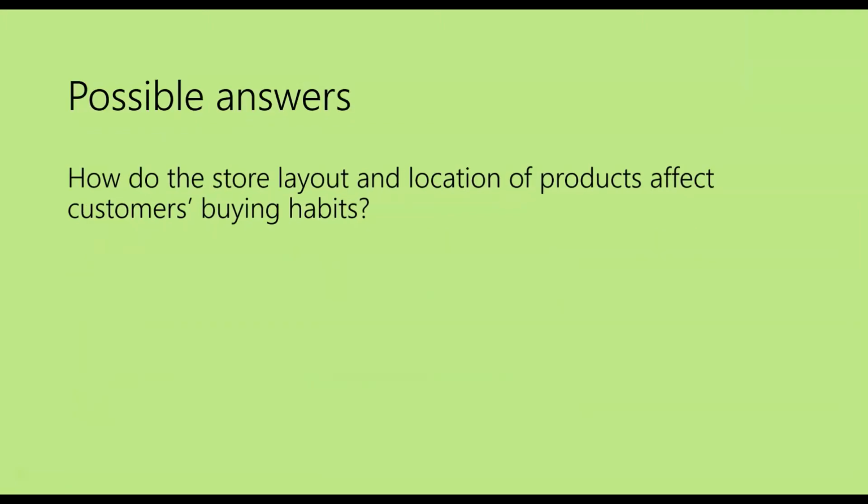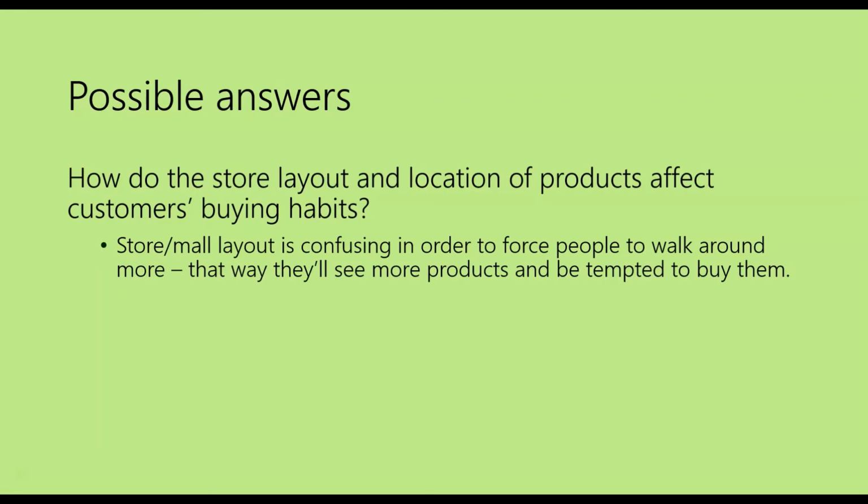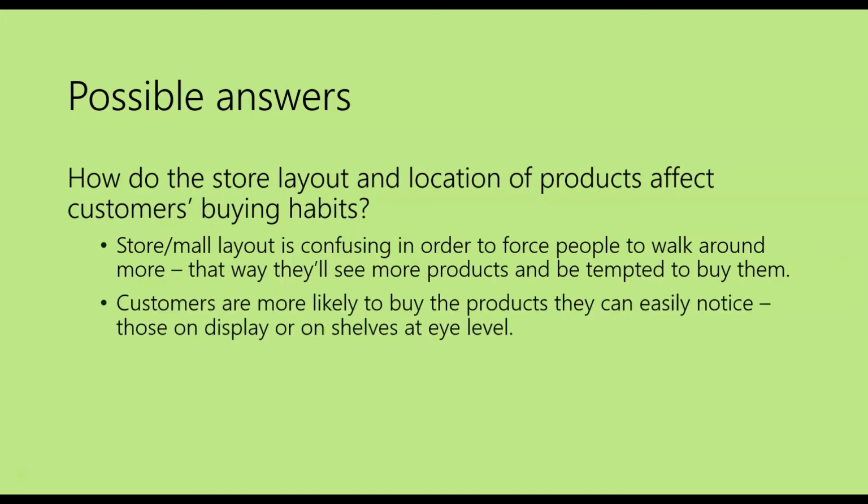Let's see. How do the store layout and location of products affect customers' buying habits? Well, one of the potential answers was that the store or mall layout is confusing in order to force people to walk around more. That way, they will see more products and be tempted to buy them. Or, you could say that customers are more likely to buy the products they can easily notice, those on display or on shelves at eye level.